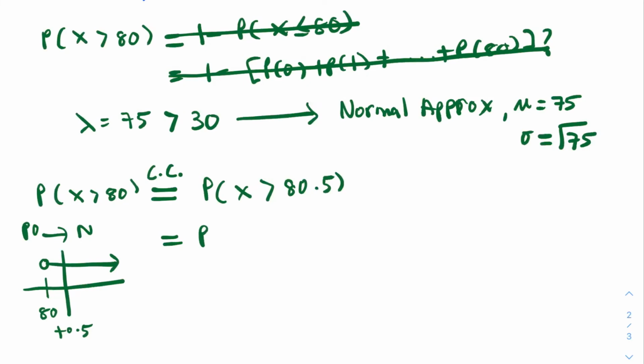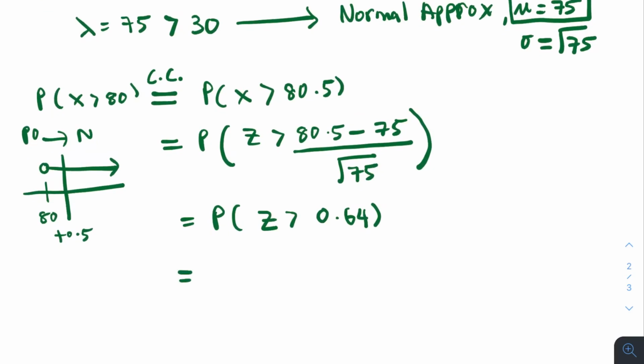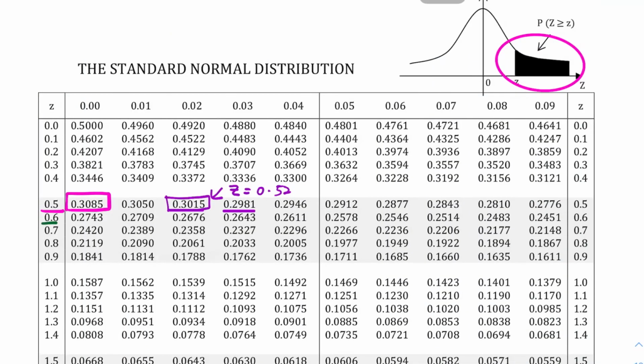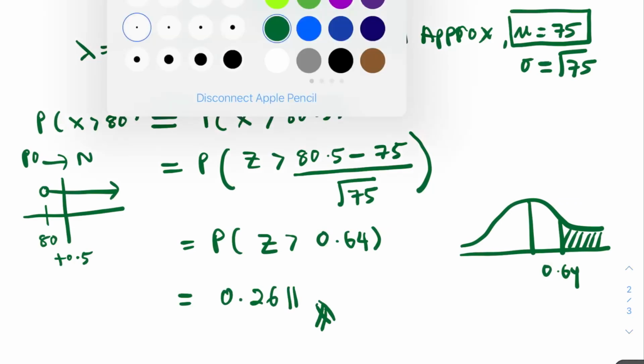Then use your Z score to find your Z, which will be 80.5 minus 75, which is your mean, divided by the square root of 75, your sigma. And you get your Z as 0.64. Okay. Then find your region. Sketch it at 0.64 because it's greater than. Use the table. For 0.64, the table value will be 0.2611. So the final answer is 0.2611. That's how you get your probability for more than 80 raisins using normal approximation.